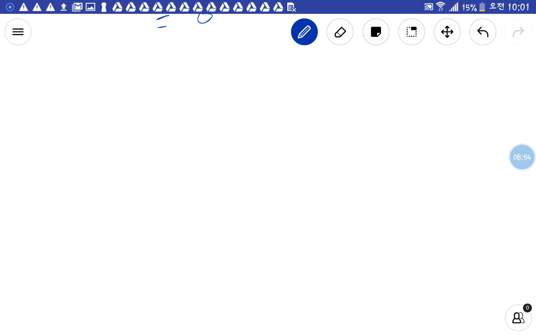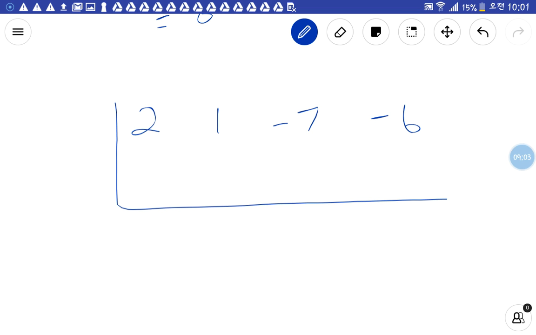So set up the synthetic division. Pull out all the coefficients: 2, 1, negative 7, and negative 6. Put the upside-down division symbol. And I'm using negative 1 this time.